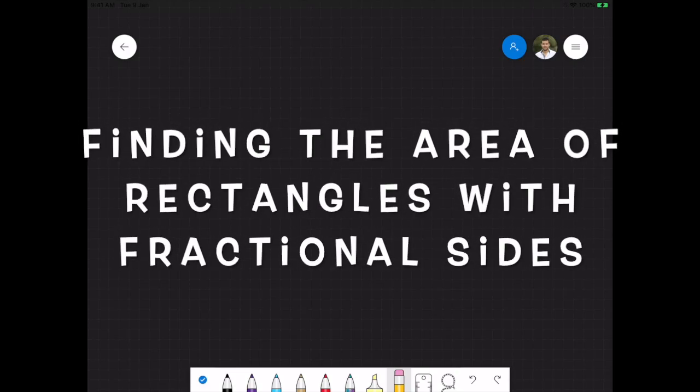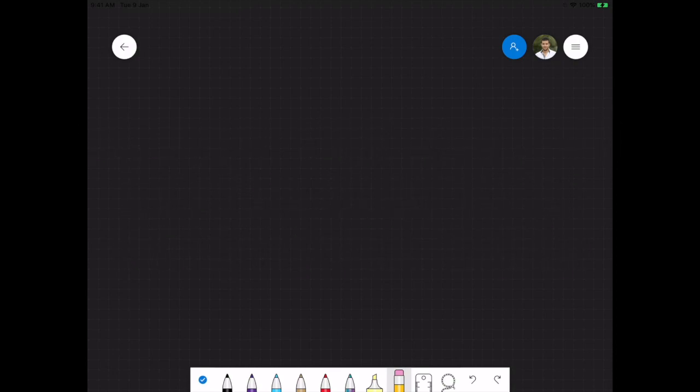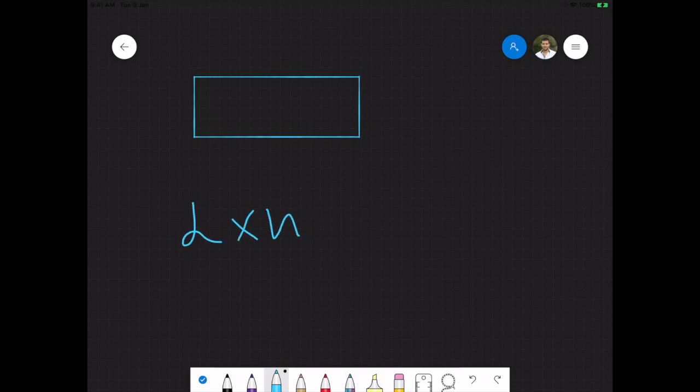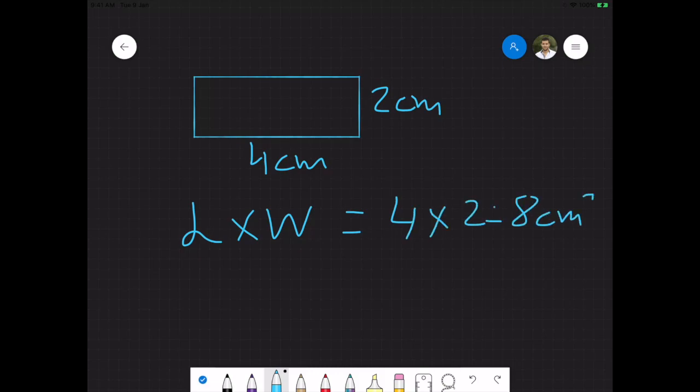Welcome to another tutorial. Our objective for today is to find the area of rectangles with fractional sides, which means we'll be finding the area of rectangles, but the sides of the rectangles are given in fractions. We remember from previous lessons in grade 5, in order to find the area of rectangles, we need to multiply length times width. So in this situation, if we had a 4 by 2 rectangle, we will do 4 times 2 and we will get 8 square centimeters.